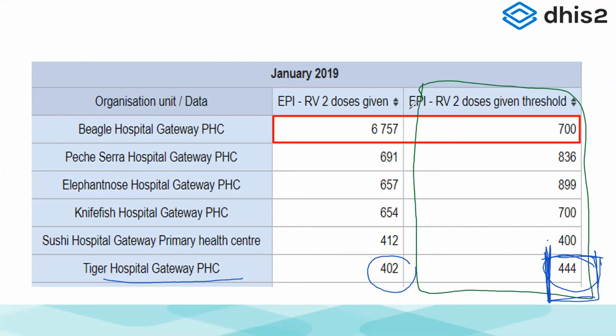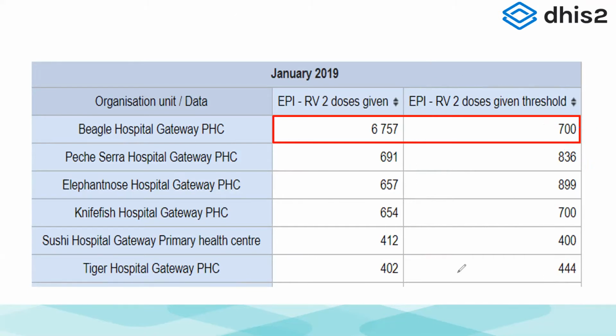In the first row, the predicted threshold is 700. That is the upper limit, the statistically predicted upper limit threshold. We have recorded 6,757, which is most probably a typo. This is identified by the system as an outlier. Definitely it is much higher than our predicted threshold. So this is very simple and easy to understand.